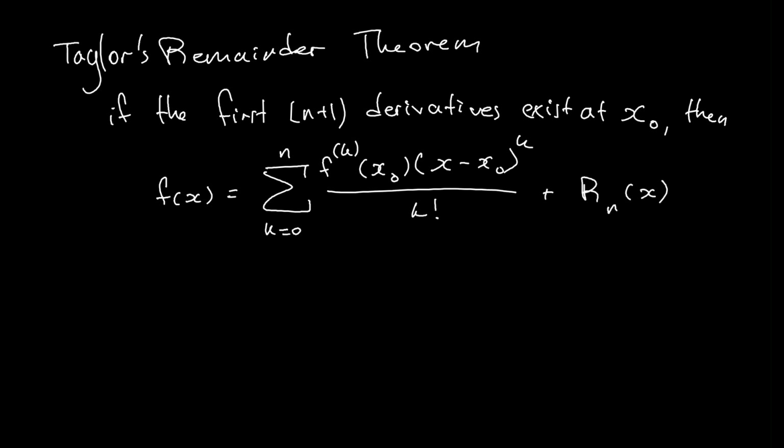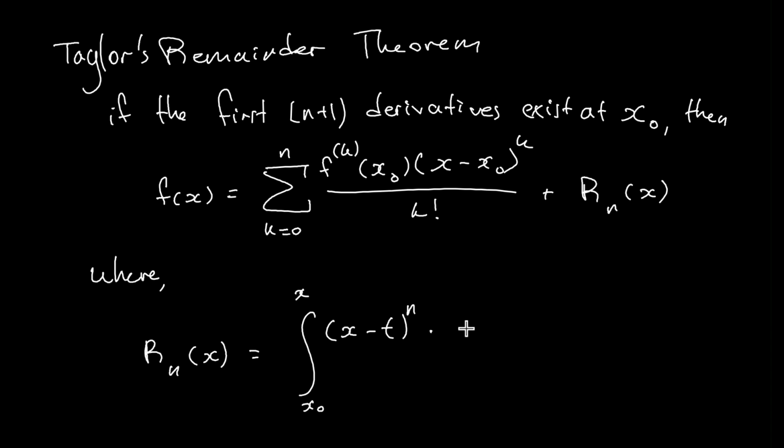And then the theorem states that R sub n of x is going to equal the integral from x naught to x, just like we had before, of x minus t raised to the n power, like we noticed that the powers were going up and up, times f of n, so the n plus 1th derivative of f of t dt, all over n factorial. Some people take this and write 1 over n factorial. It doesn't really matter. So that's Taylor's remainder theorem.